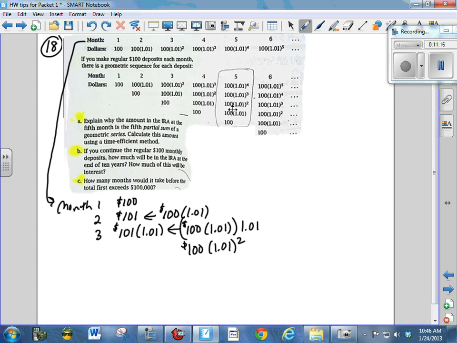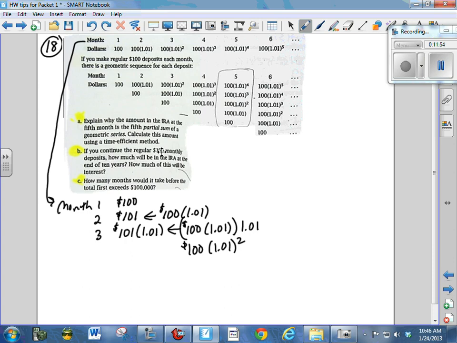So in Part A, when they say, explain why the amount in the IRA at the fifth month is the fifth partial sum of a geometric series, you can see that we have a geometric series here where 100 is the first term and 1.01 is R, and you keep raising the exponent each time. So this is like 5 terms. All of that money is in the account because I've been putting money in for 5 months, and each month has a different amount of interest because some amounts have been in longer than the others. So this tells me the total amount at the end of 5 months if I put in $100 each month.